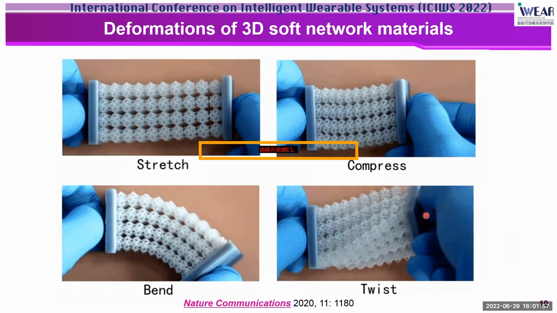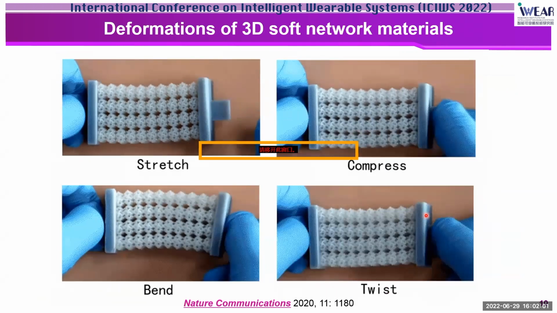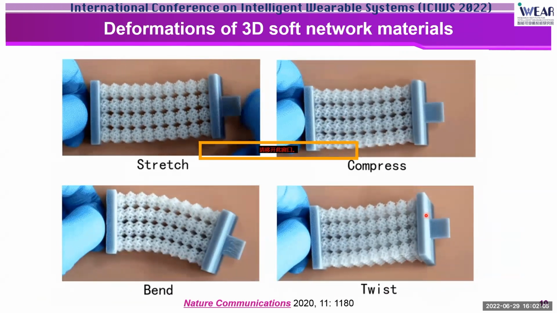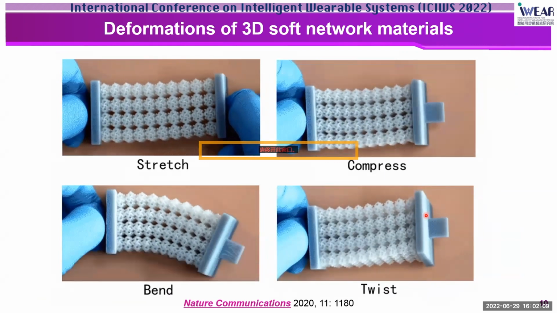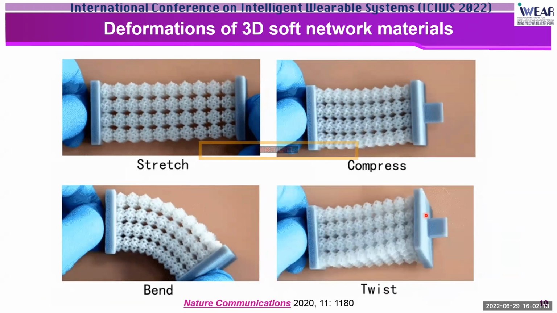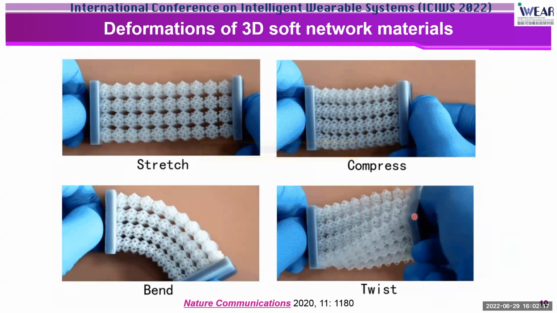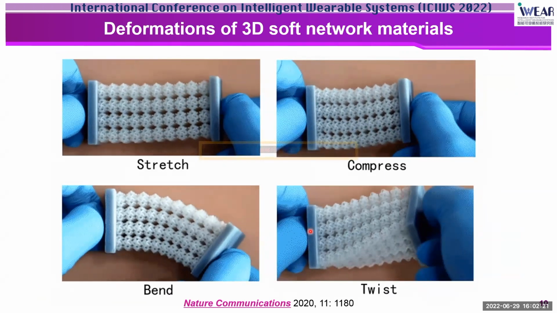And this video shows the fabricated 3D network materials can undergo large levels of stretching, compression, bending, and twisting deformations. And based on our mechanics modeling and design, we can ensure that these microstructures only undergo elastic deformation. So these deformations are elastic and reversible during these loadings.